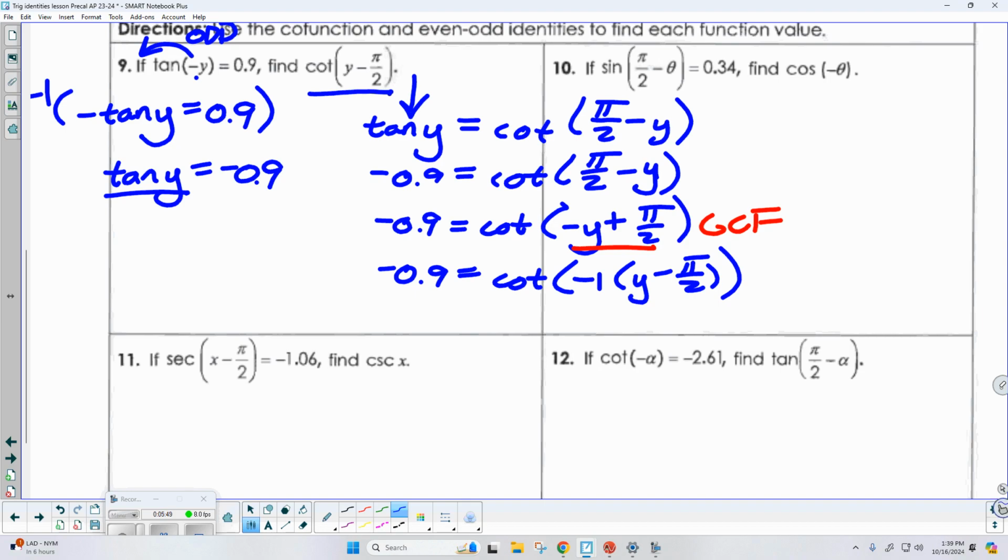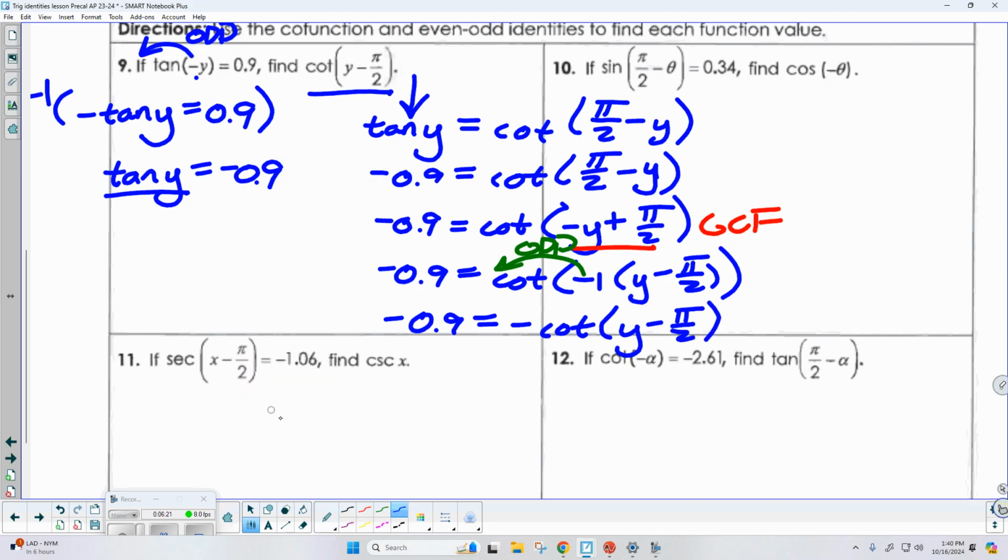So now, that negative that we've got inside of cotangent, what happens to it? Well, that depends on whether cotangent is even or odd. Remember, if it's even, this -1 just disappears. I don't have to worry about it. If it's odd, I'm going to pull it to the front. Hey, Lane, what is it? It's odd. Okay. So that means this negative, I'm going to pull right out front. So -0.9 equals negative cotangent of y minus pi over 2.